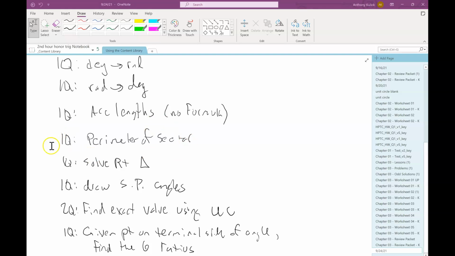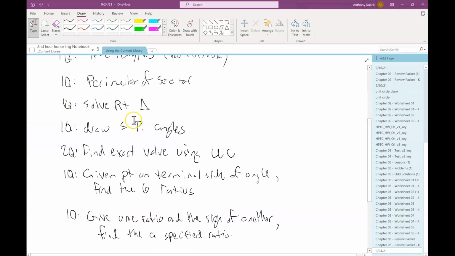You'll have a problem where you have to calculate the perimeter of a sector. So again, that involves that arc length formula. You'll have a problem where you have to solve a right triangle. That means finding all its side lengths and angle measures. You'll have one question where I give you some standard position angles that you have to draw, kind of like you did on the homework quiz for that question.